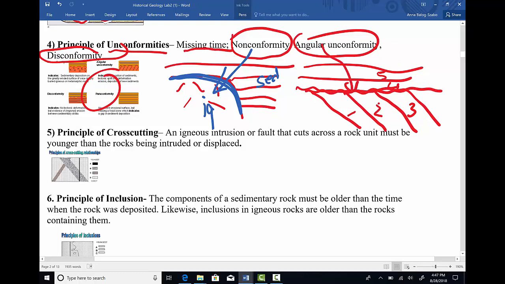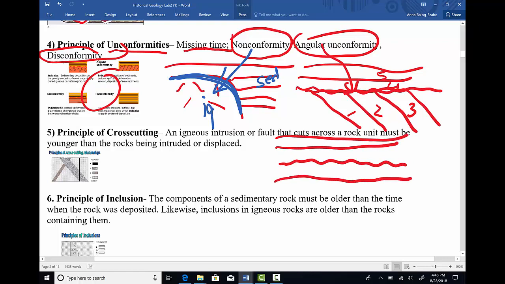And the last one is disconformity. When you have a disconformity, I'm going to just draw it right here. Again you have the erosion surface, which means the layers above the unconformity and below the unconformity are parallel. So oldest. And so this here is a disconformity.